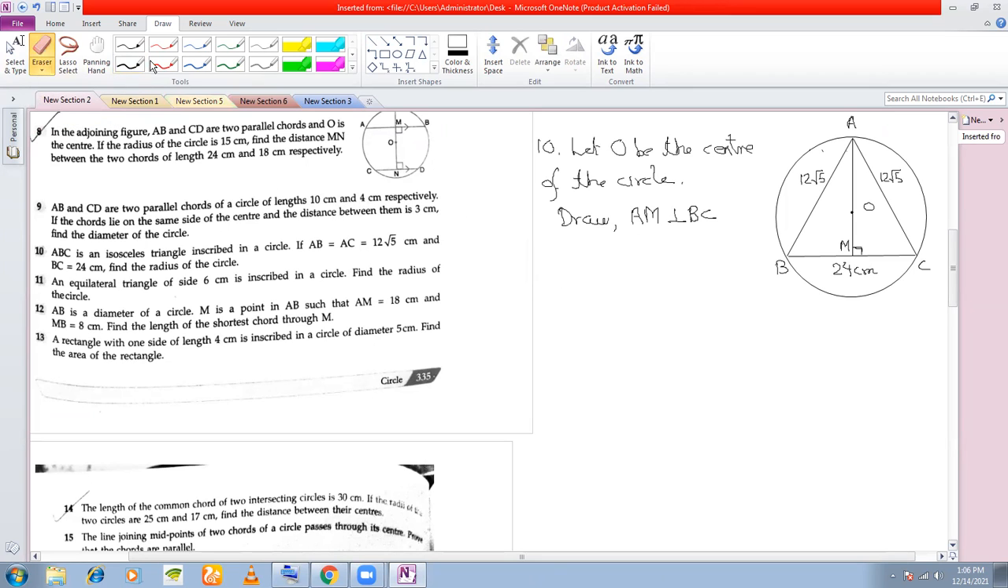Now clearly see that AM is a line that passes through the center of a circle and is also perpendicular to the chord of a circle. So what can I say about the length of BM and MC? BM and MC both must be equal to half of BC. Clear till this part? Any question till this part?